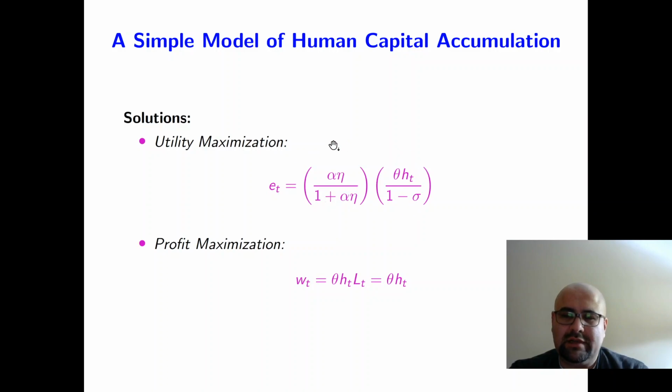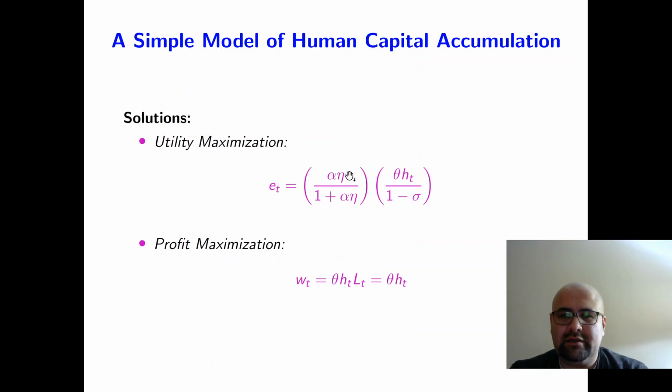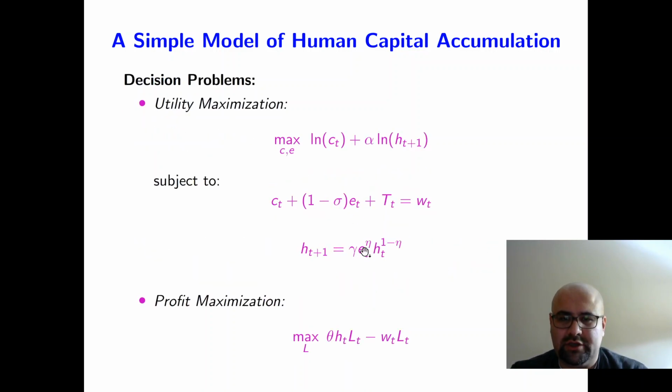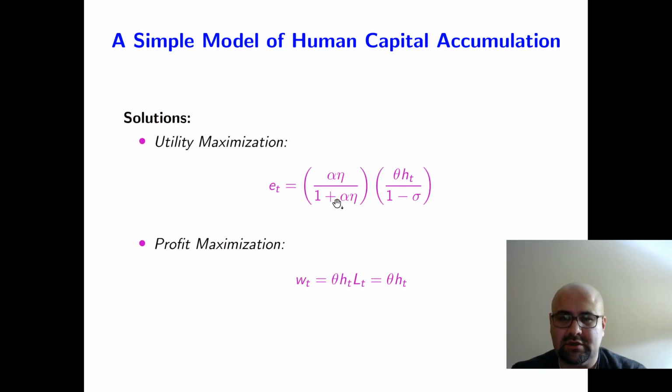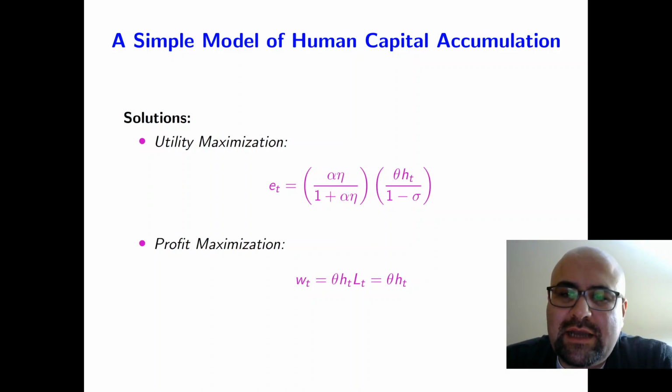So in a moment, let's try to understand that solution. There's this constant here that depends on alpha and eta. Remember, alpha is the altruism parameter, and eta is the elasticity on education expenditure. So those parameters are important. Then also theta H_t. What is theta H_t? Theta H_t is equal to wage. Since L_t is equal to 1, we have this. So this is the total income. All right, and this is the subsidy rate. So 1 minus sigma is actually sort of a price that is given for the education expenditure.